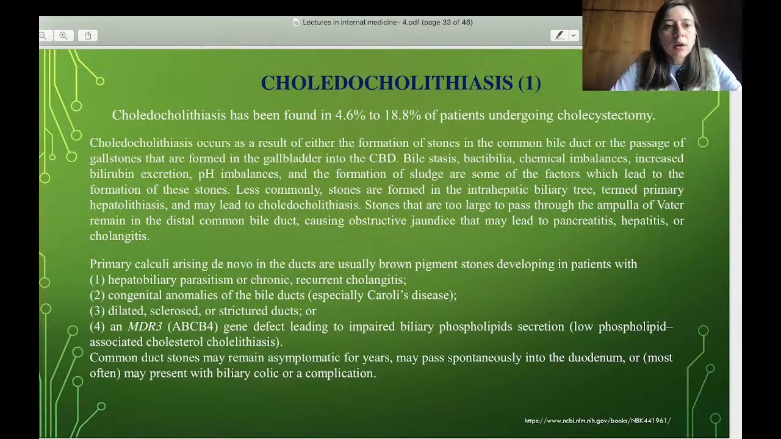Primary calculi arising de novo in the duct are usually brown pigment stones developing in patients with hepatobiliary parasitism or chronic recurrent cholangitis, congenital anomalies of the bile duct, dilated sclerosing or strictured ducts, and MDR3 gene defect leading to impaired biliary phospholipid secretion.